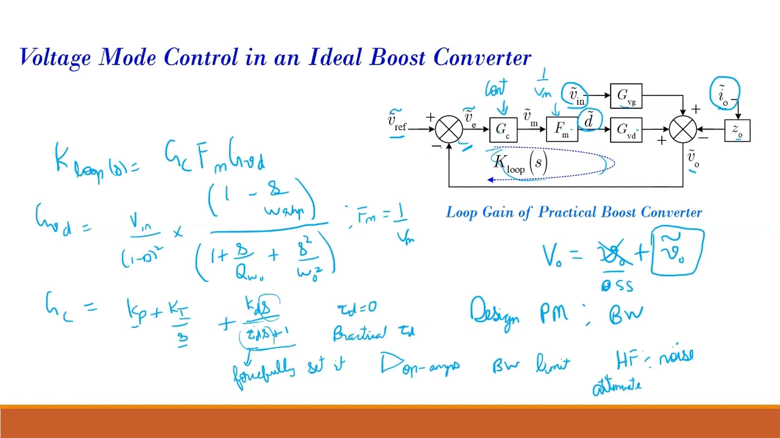Sir, if tau d is 0, that is an ideal differentiator. That's why we are giving some tau d value here. So when tau d is 0, what will happen to the response? And if we make tau d present, like a non-ideal differentiator, how will the response change? What change will happen?